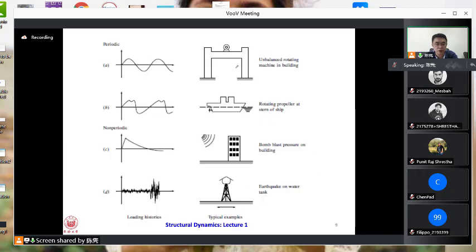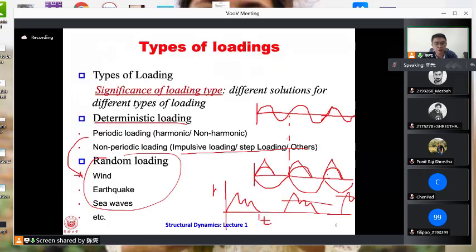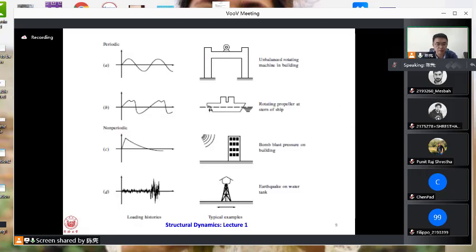So here are some examples. This is a rotating machine. This is a sea wave, and this is blast, and this is earthquakes. The earthquake is non-periodic, but if you know the earthquake record already, you know the time, it's not a random one, it's a deterministic one. At this time instant, you know the value.